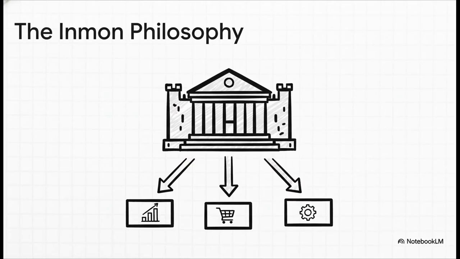So the most important thing to remember about Inmon's world is this. You build the one perfect central library first. That is your single source of truth. It's incredibly organized, super structured, all to make sure the data is consistent and trustworthy. Only after that huge foundation is in place do you start building out smaller, specialized data marts for departments like sales or marketing. The number one goal here is consistency across the entire company.